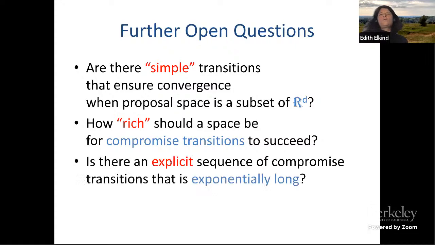Right? Or at a more technical level, in R^d we have this potential-based bound on convergence, which is exponential. So can it really be as bad as exponential? Is there an explicit sequence of compromise transitions that is actually exponentially long, right? So we don't have an example. So for all we know, maybe that's just a bad proof strategy and compromise transitions converge in polynomial time. Okay, so that's all I have for today.